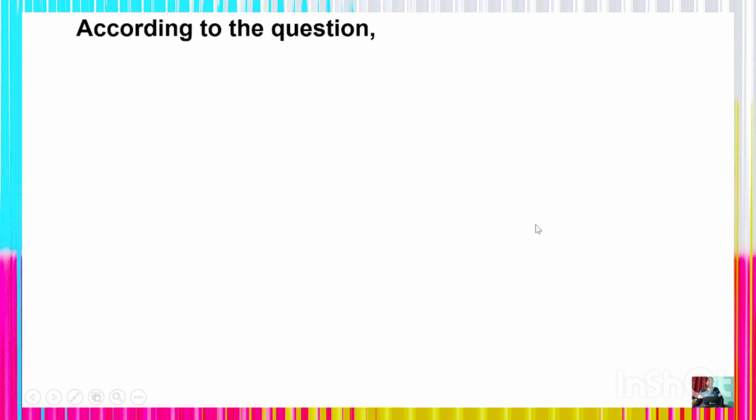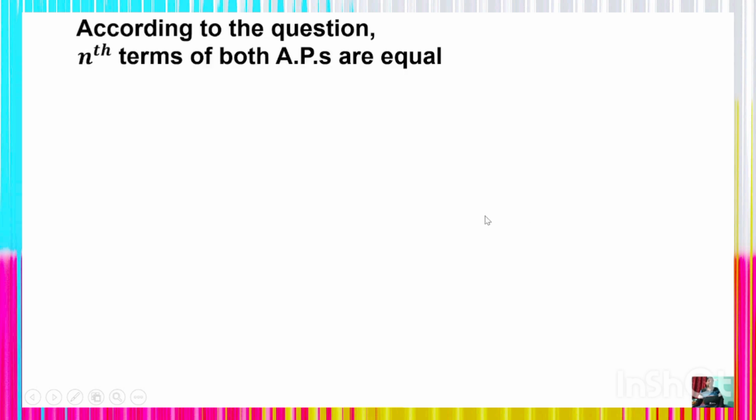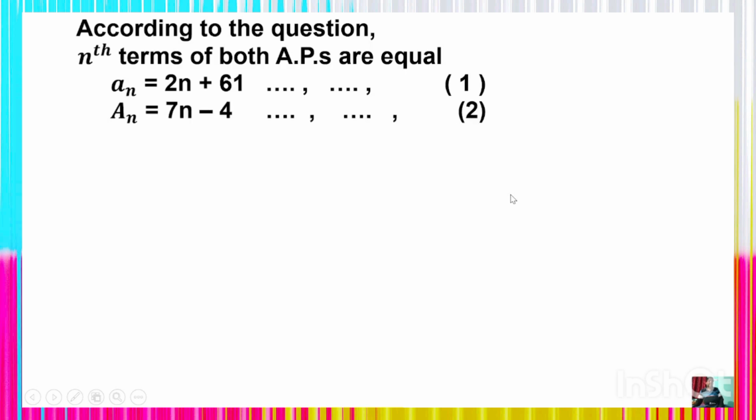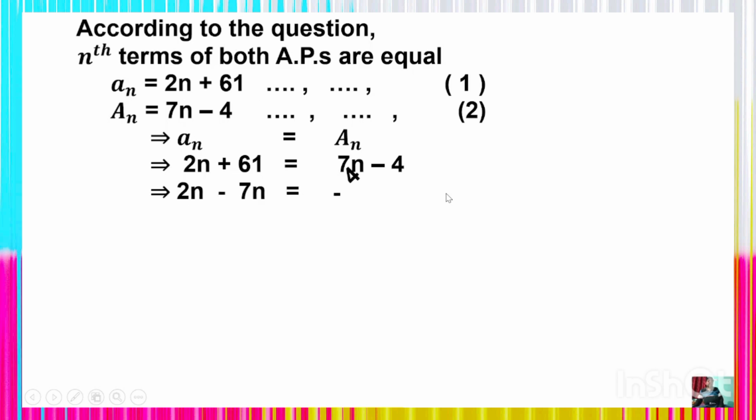And according to the condition, it is given that the nth terms of both APs are equal. It means an is equal to 2n plus 61, which is equation 1, we already got it. And capital An is the nth term of the second AP, which is 7n minus 4. According to the condition, an is equal to capital An, the nth terms of both APs are equal. It means 2n plus 61 is equal to 7n minus 4. Understand? So 2n minus 7n is equal to minus 4 minus 61.